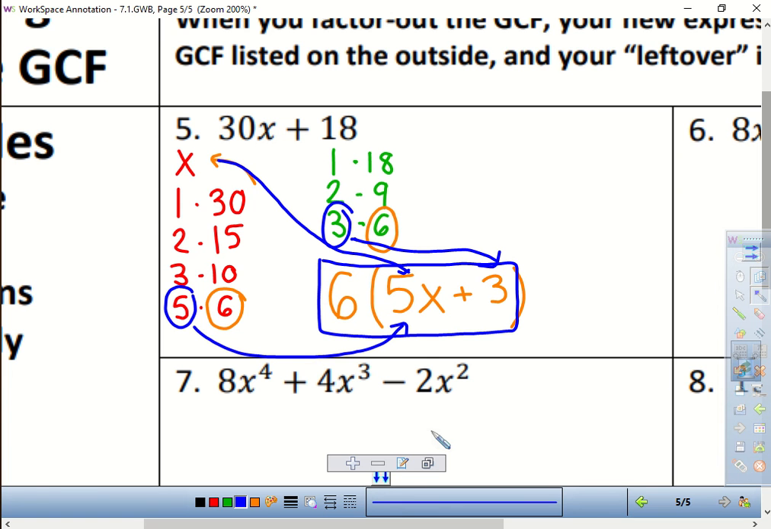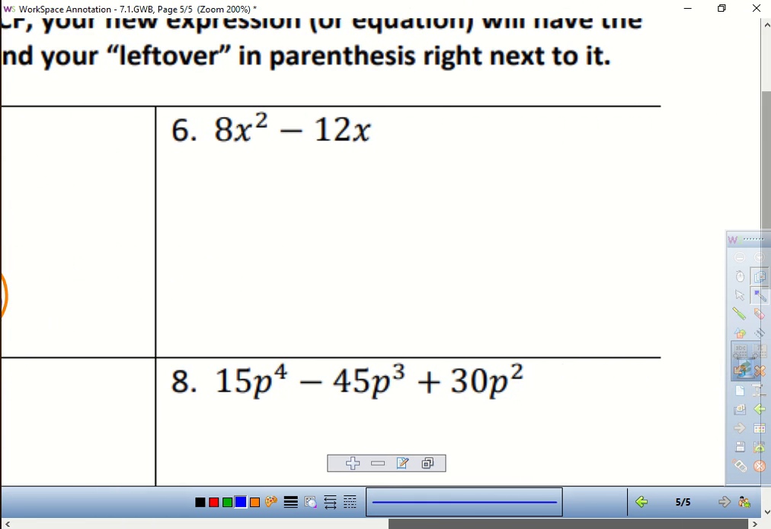Now, does anybody know how we could check and make sure we did it correctly? Well, yeah, I guess Desmos could help, but you could also distribute, right? You could distribute the 6 back out and make sure it gives you your original expression, okay? So, does that make sense so far for number 5? Okay. So let's go ahead and try number 6.